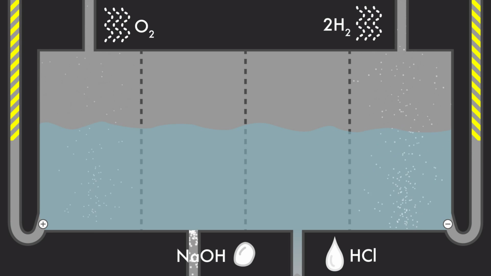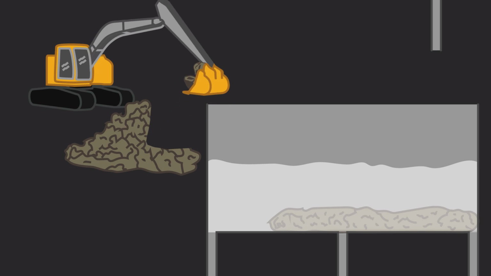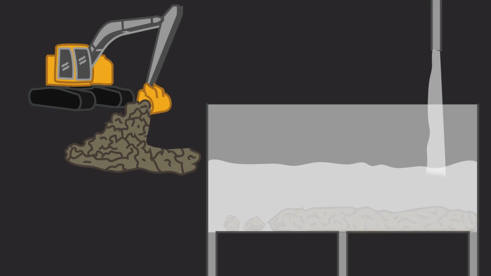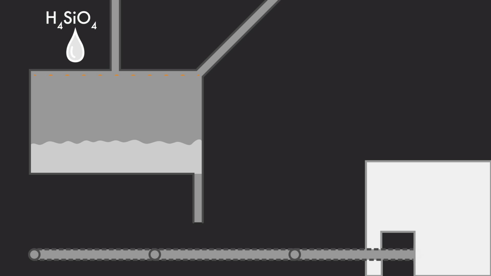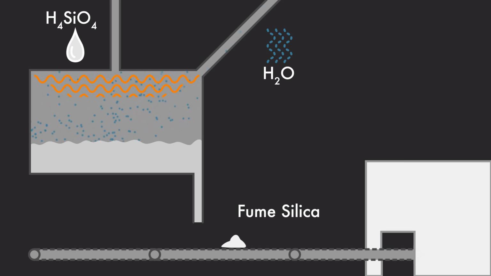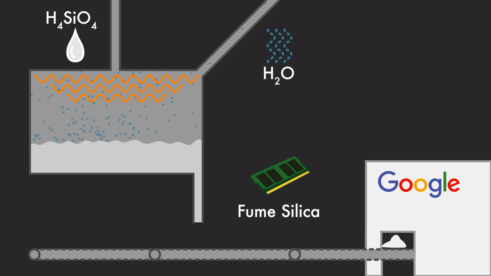In this video, we're going to follow hydrochloric acid and its use in mining. For this example, we're going to use olivine, the world's most common mineral. When you crush up this worthless rock and dissolve it in hydrochloric acid, you get magnesium chloride, iron 2 chloride, and silicic acid. Silicic acid, when you heat it up and evaporate off all the water, gives you fumed silica. This is the material that computer chips are made of. So you can sell this off to Google and help fund the rest of your operation.